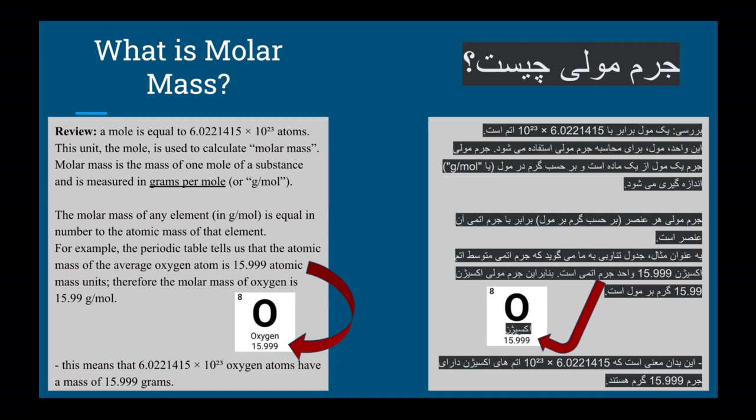The molar mass of any element is equivalent to the atomic mass of that element. So when you look at a square on the periodic table and you see the atomic mass listed, you will also know the molar mass of that element. We use oxygen as an example, and you'll see that oxygen has an average mass of 15.999 atomic mass units. Therefore, the molar mass is 15.999 grams per mole. Another way to say this is that 6.02 times 10 to the 23rd oxygen atoms have a mass of 15.999 grams.